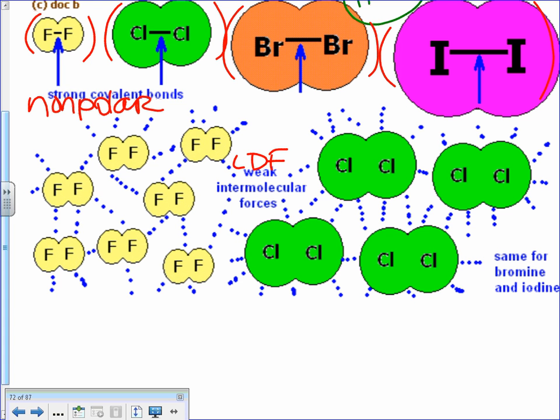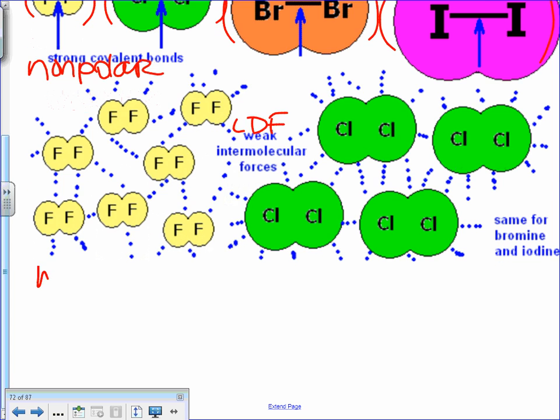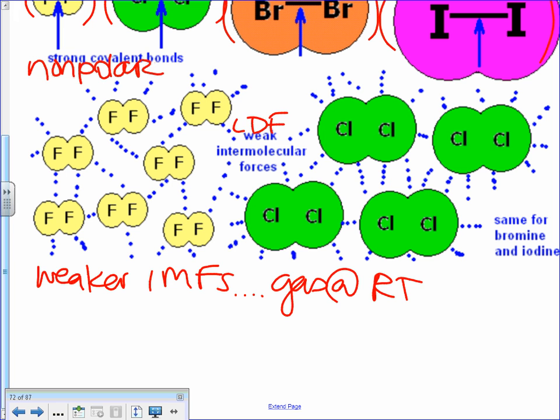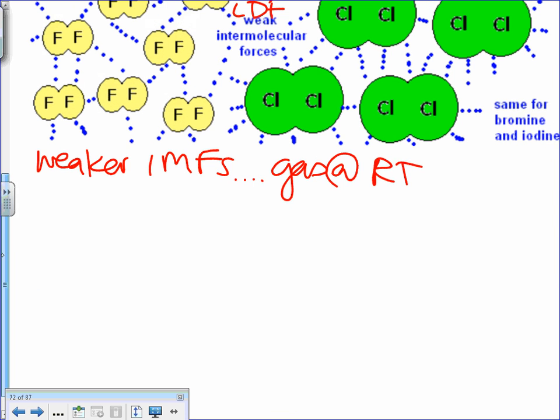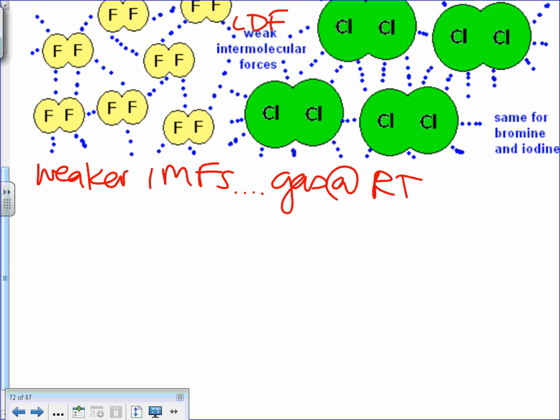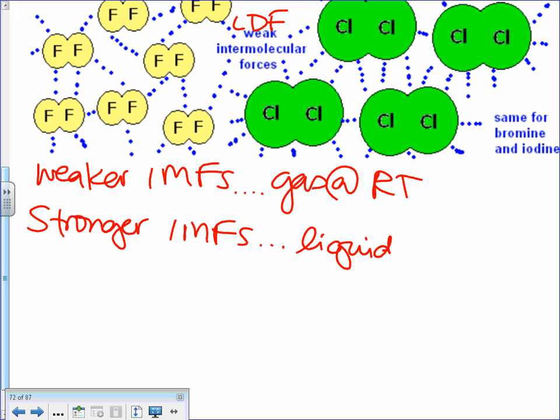So what you should glean from this is that the weaker the IMF, the more likely it is a gas at room temperature. Okay? So weaker IMFs usually mean gases at room temperature. So you're using your logic. What do you think we could assume about stronger IMFs? Maybe so, right? So stronger IMFs maybe would be liquids or solids at room temperature.